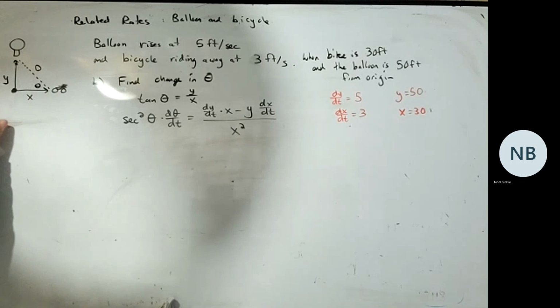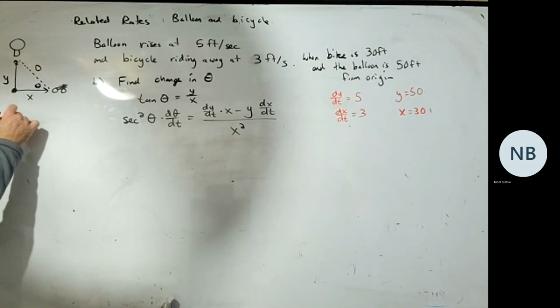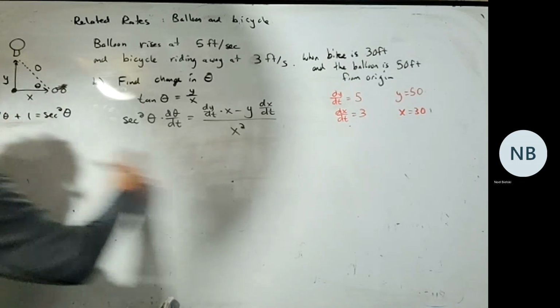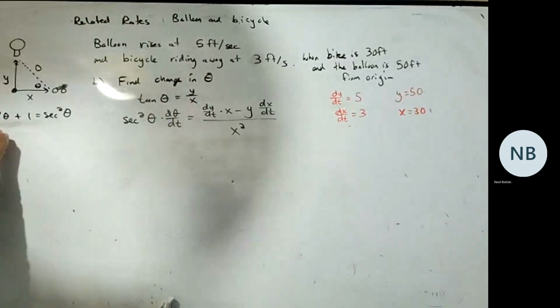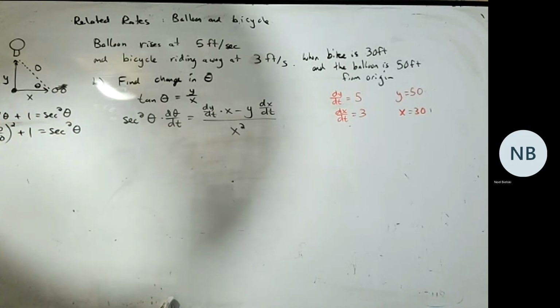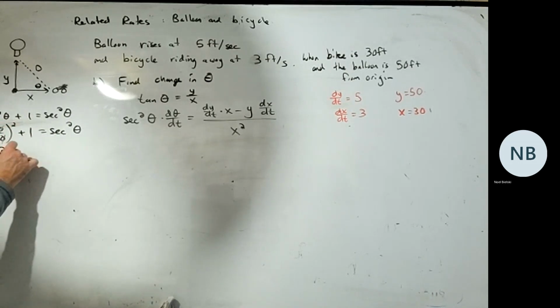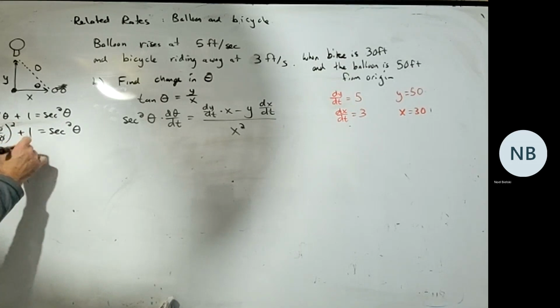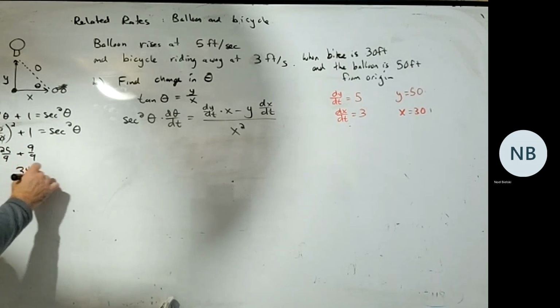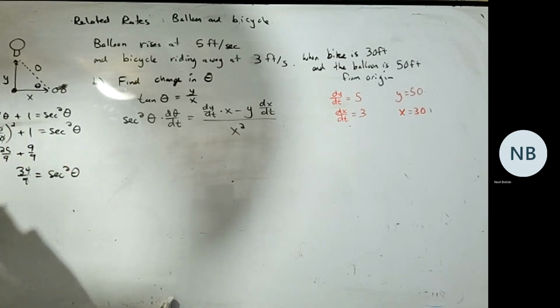Or I know the formula I just showed you in the very first one, tangent squared plus 1 is equal to the secant squared theta. And the tangent is going to be y over x, where y is going to be 50, x is going to be 30. So this is going to be 50 over 30 squared, plus 1 is going to be equal to the secant squared of theta. So 5 over 3. So this is going to be 25 over 9 plus 1, which is going to be 9 over 9. So this is going to be 34 over 9 is going to be equal to the secant squared. So I can plug that in.